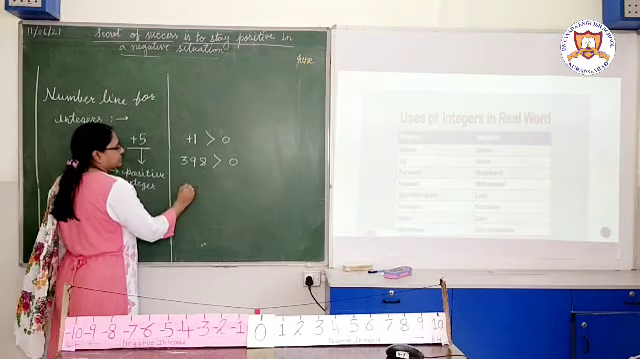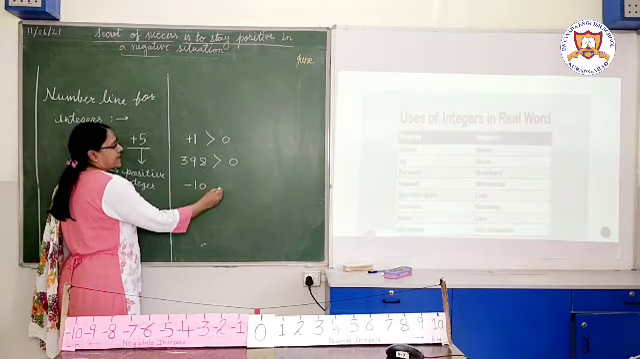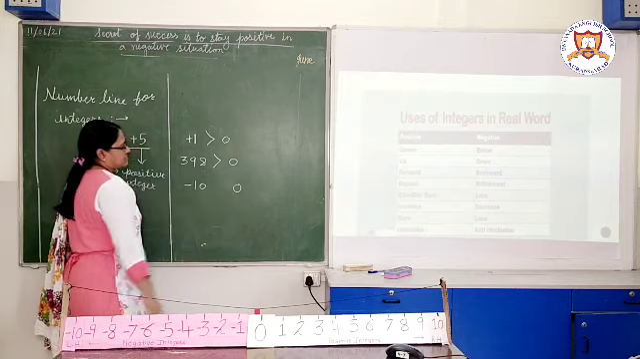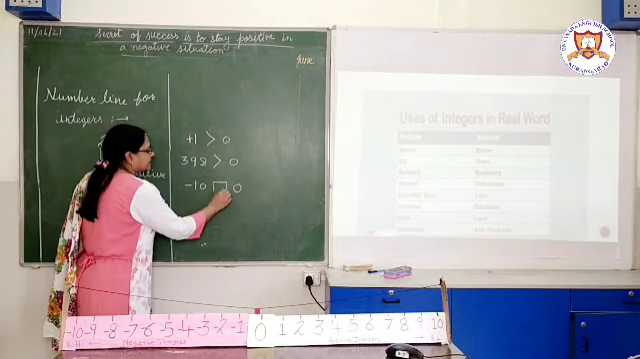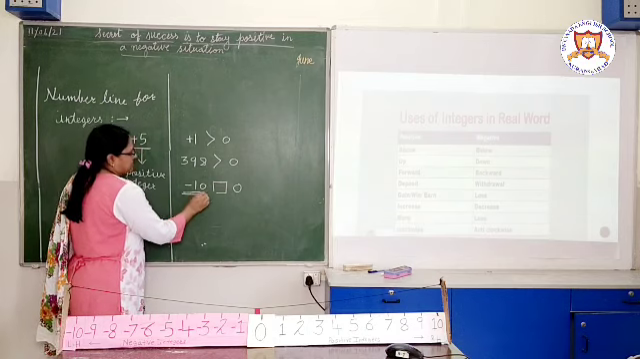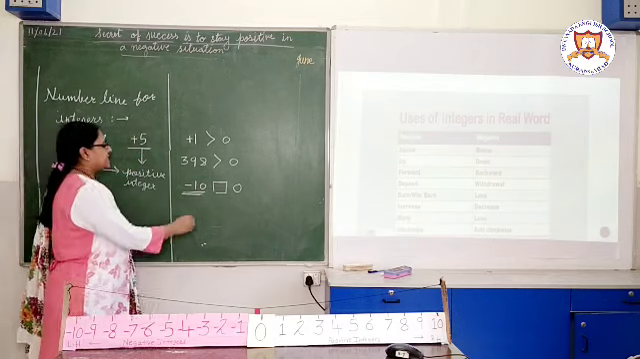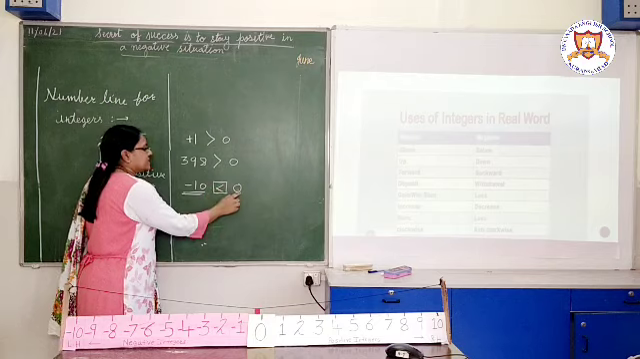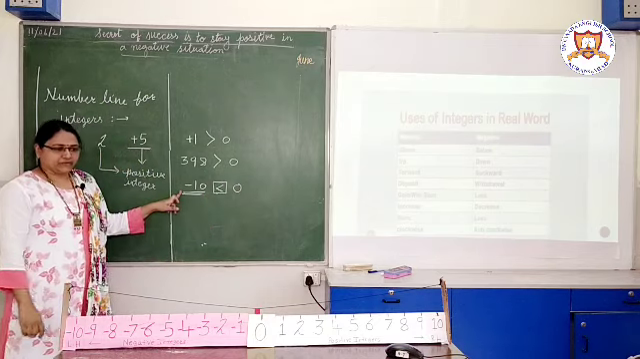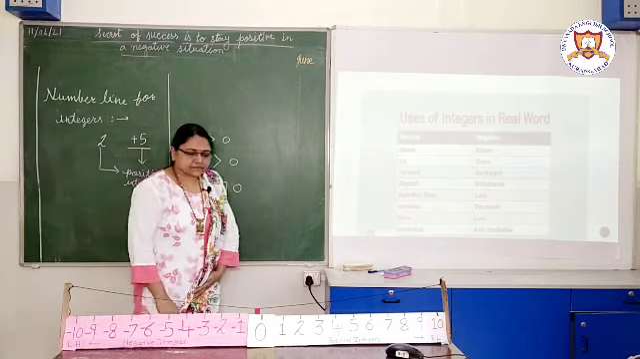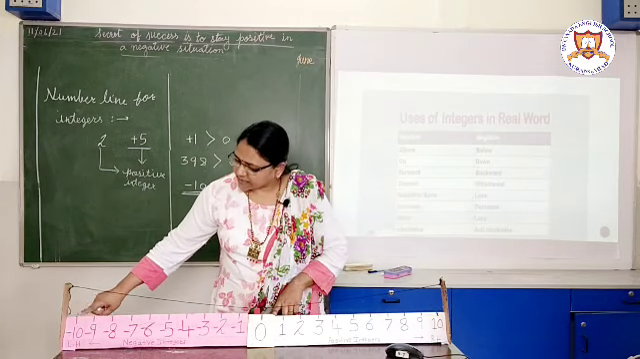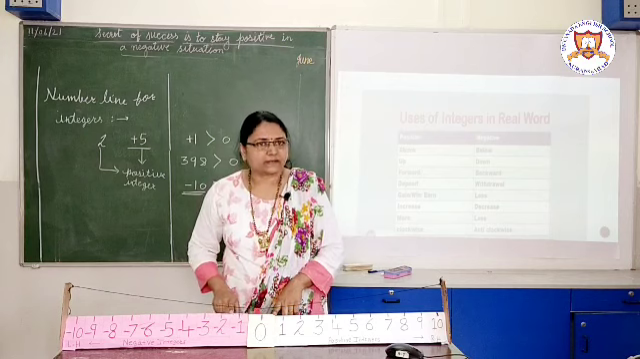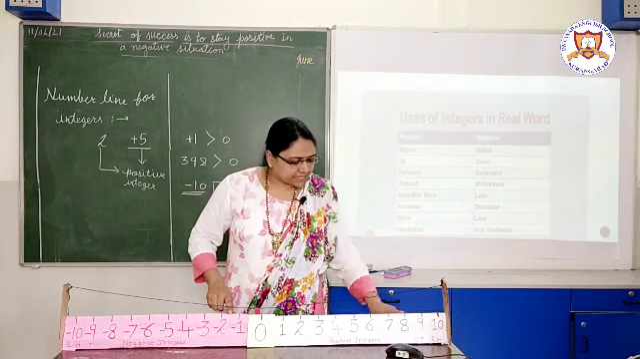Here if I write down negative 10 and 0 and compare them, then the negative number is always less than 0, which means 0 is always greater than the negative integers. And see, all numbers here have a sign, negative signs are there, and here no signs, but these numbers are positive.